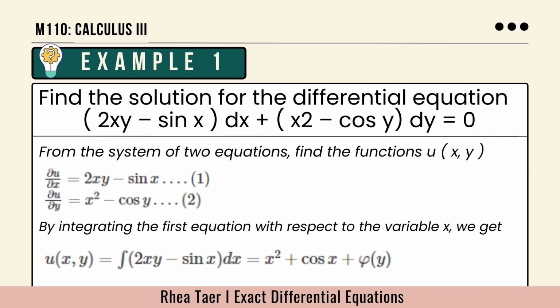By integrating the first equation with respect to the variable x, we get u(x,y) equals the integral of (2xy minus sine x) dx, which equals x squared y plus cosine x plus φ(y).